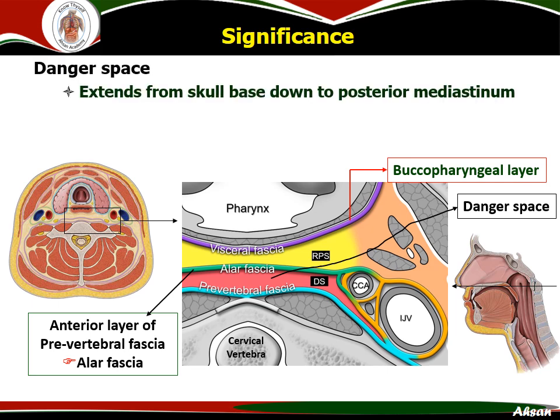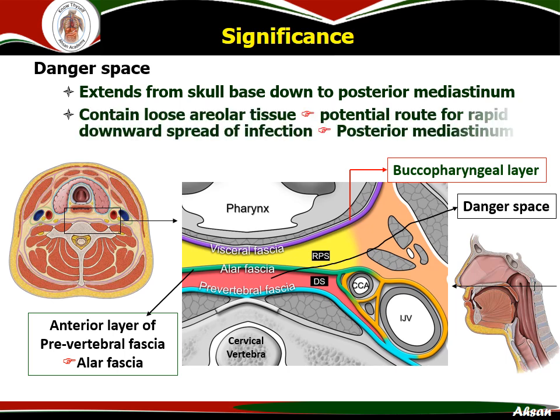The danger space extends from the base of the skull to the posterior mediastinum, and it is in front of the vertebra. It contains loose connective tissue, and this is a very rapid route for the spread of infection at any time to the posterior mediastinum.